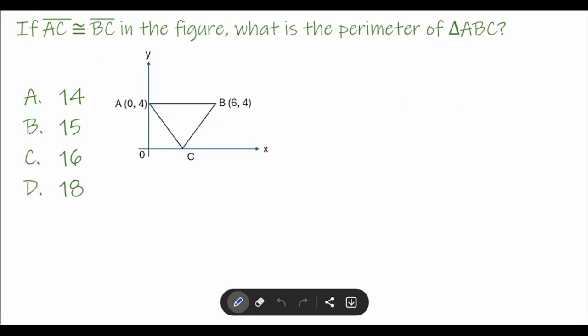Now, in this video, we're going to talk about a math problem, specifically a geometry problem taken from an SAT reviewer. I'm going to teach you how to solve this and also give the answer for this problem.